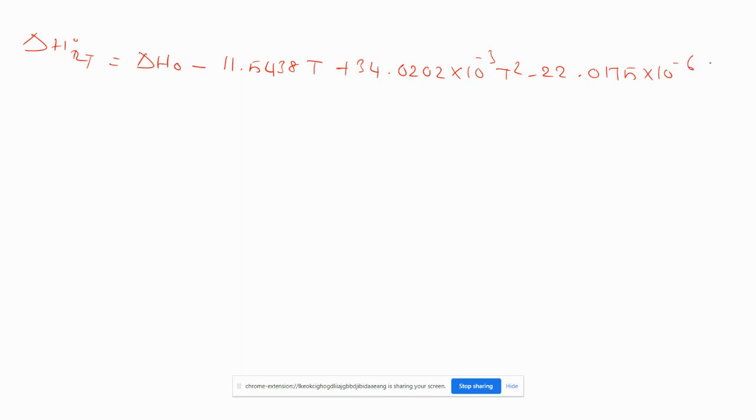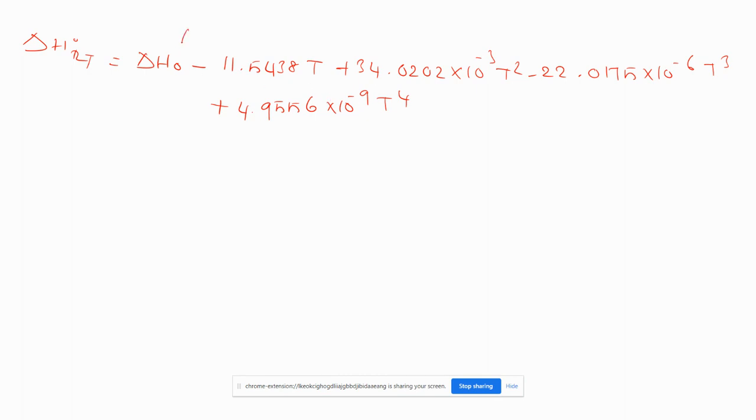You will get del H 0 at T is equal to del H 0 minus 11.5438 T plus 34.0202 into 10 power minus 3 T square minus 22.0175 into 10 power minus 6 T cube plus 4.9556 into 10 power minus 9 T power 4.